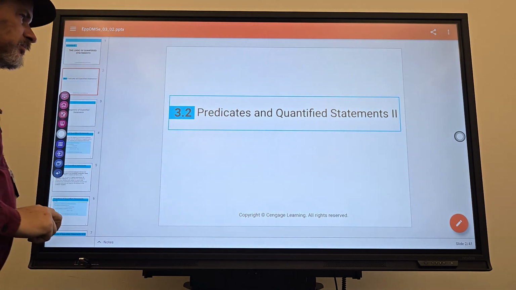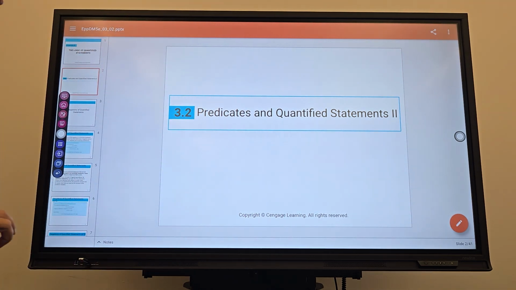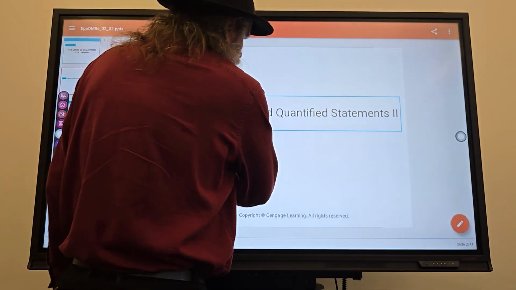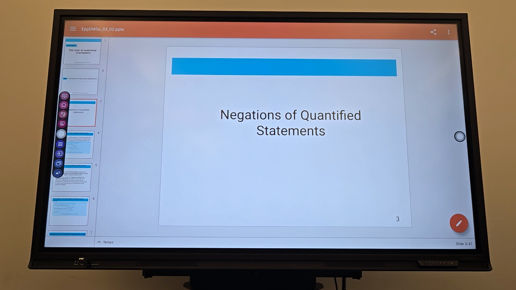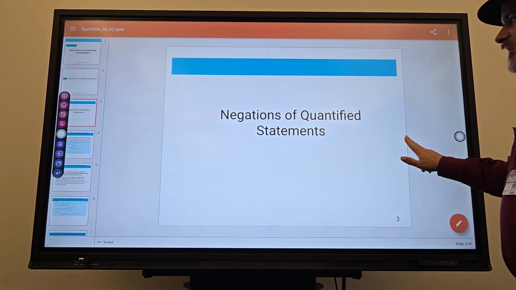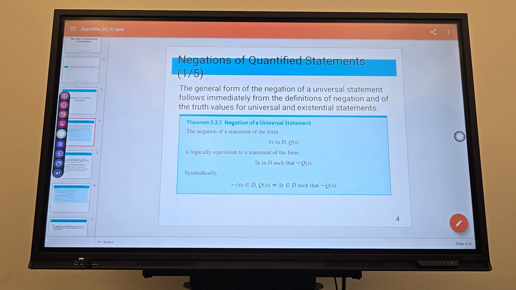Okay. Predicates and quantified statements, part 2. More of the same. Negations of quantified statements. Just like the logical statements that we studied in chapter 2, quantified statements can be negated as well. The negation of the form given is logically equivalent to a statement of the form there exists an element in D such that Q of X is not true.